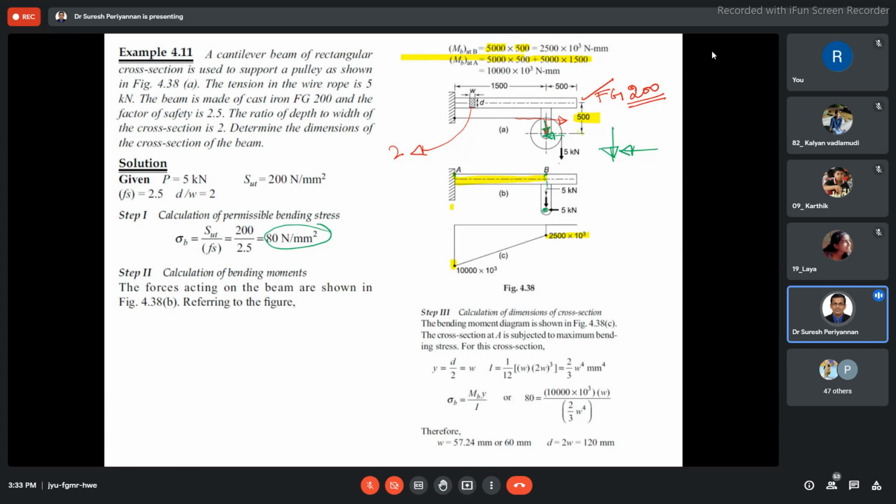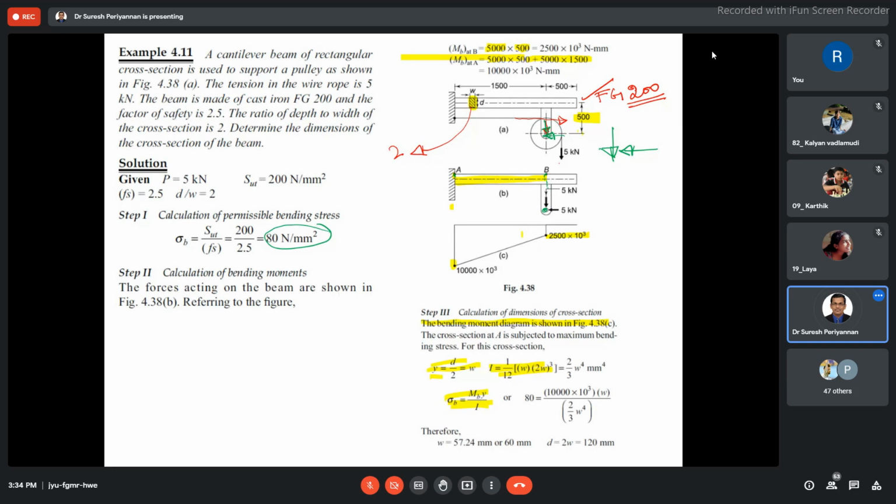Now calculate the dimension of the cross section. The bending moment diagram is shown in the figure. See this figure. The cross section A is subjected to maximum bending stress. Here the similar formula we are using, y is d by 2, this is I, these are normal things. Now come to this: sigma b is equal to Mb into y by I. Now see here, in this region, which one is the maximum bending moment acting?